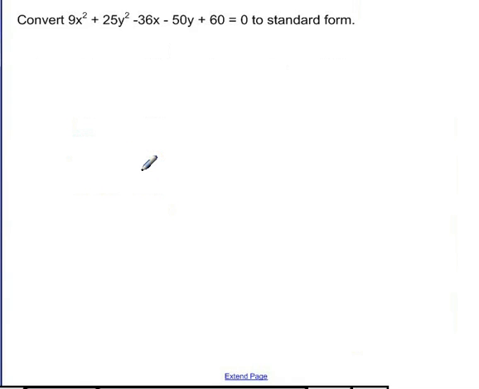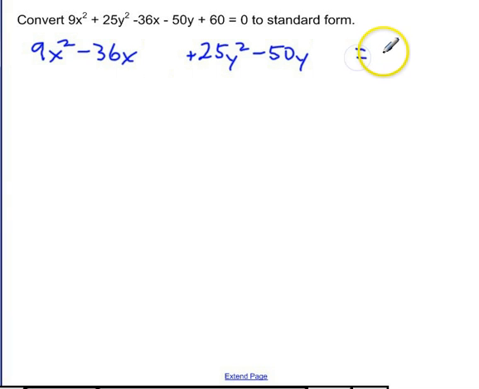So what if your equation isn't in standard form? And so I want to convert this polynomial into an ellipse that will give me a standard form. Well, I'm going to group the x terms together, leave a space, group the y terms together, leave a space, and put the constant on the other side of the equal sign.